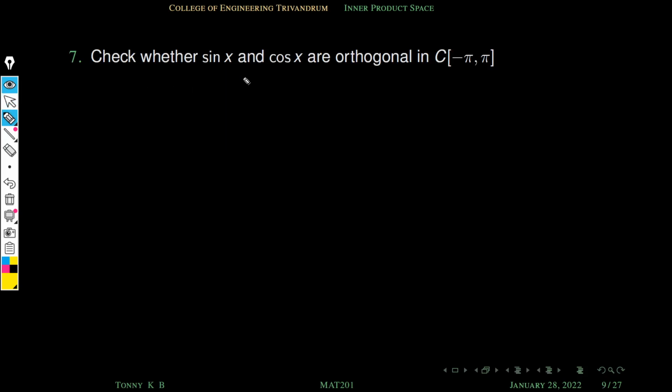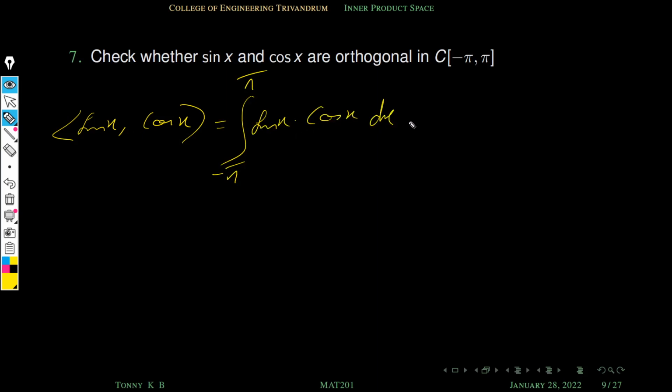Okay, check whether sin x and cos x are orthogonal in C[-pi, pi]. We consider the standard inner product. That means we have to check whether the inner product between sin x and cos x is 0 or not. So with respect to our standard inner product, what is the inner product between sin x and cos x in this interval? That is the integral from minus pi to plus pi of the function sin x into cos x dx.